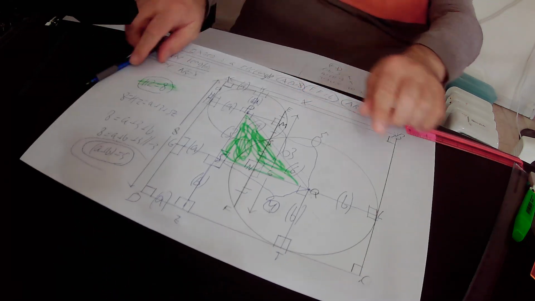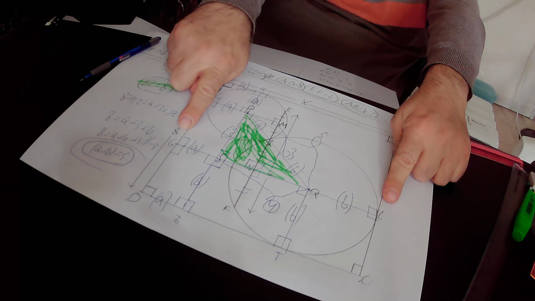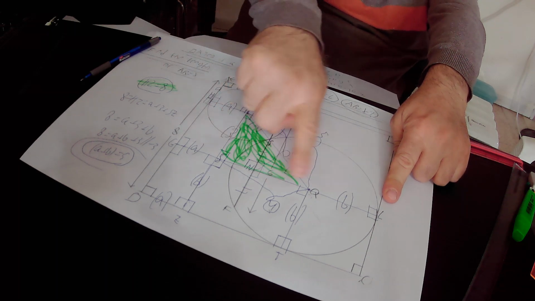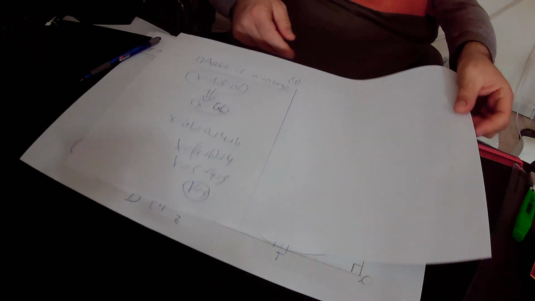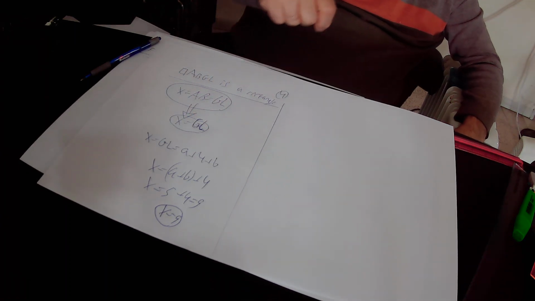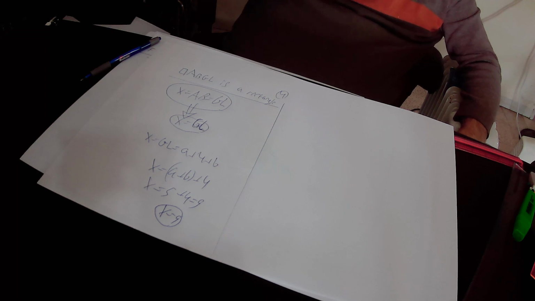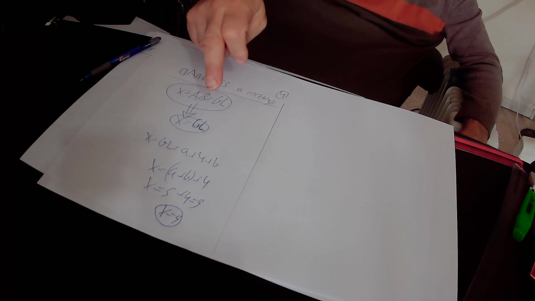From the drawing it is very easy to see that GL in total equals A plus 4 plus B. So GL equals X. So X equals A plus B plus 4.